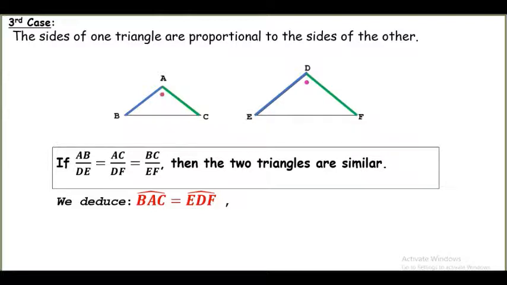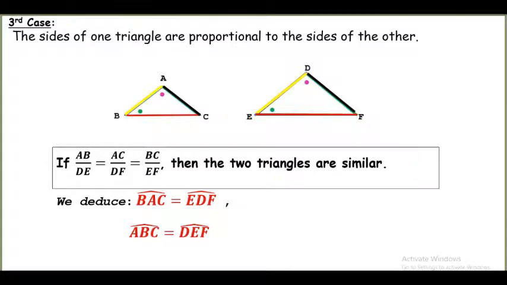Now, I will take the second ratio, which is AC over DF. AC is here. What's the angle facing AC? It is the angle of vertex B. Then ABC is equal to the angle facing DF, which is DEF. So I will write ABC is equal to DEF. And the angle that is left here is ACB is equal to the angle DFE.